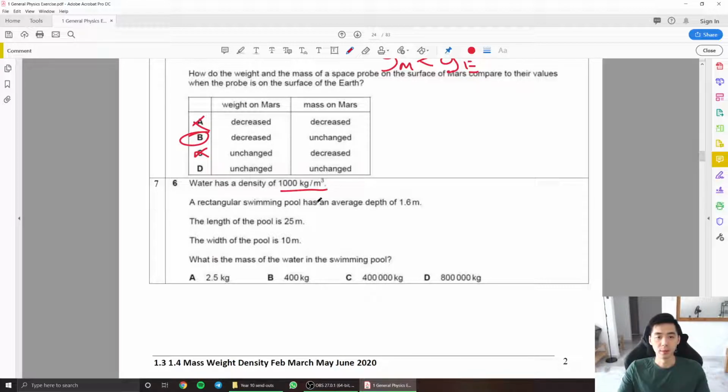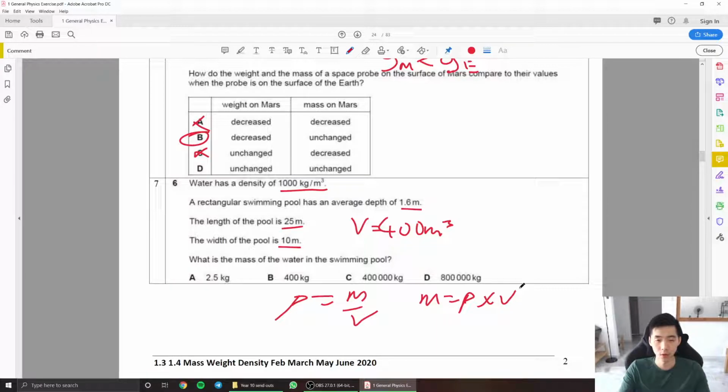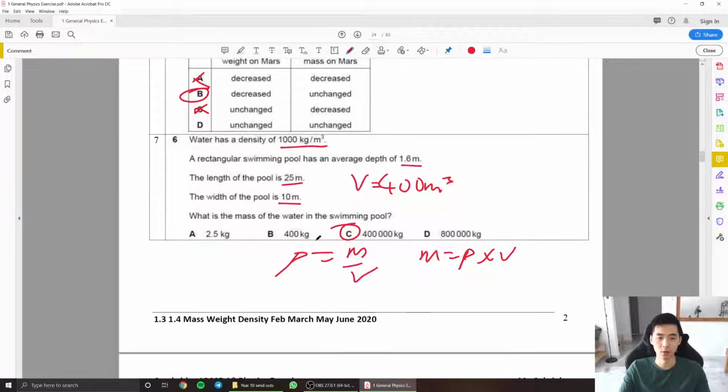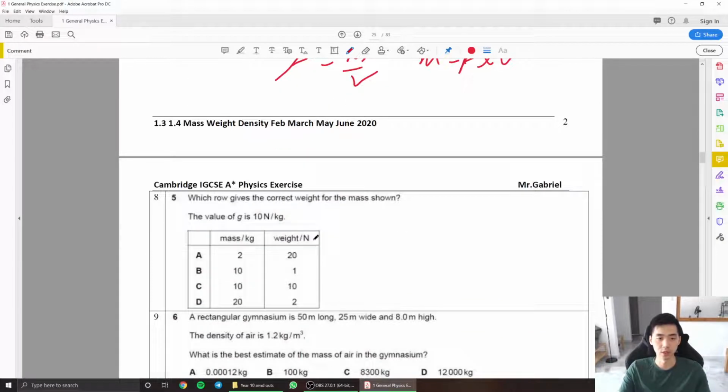Water has a density of 1000 kg per meter cube. The rectangular swimming pool has an average depth of 1.6 meters. The length is 25 meters and the width is 10 meters. We need to find the volume first, which is 1.6 multiplied by 25 multiplied by 10. You'll get a volume of 400 meter cube here. What is the mass? Density is equal to mass over volume. Mass will be density times volume. 400 multiplied by 1000, you will get 400,000 kg here.